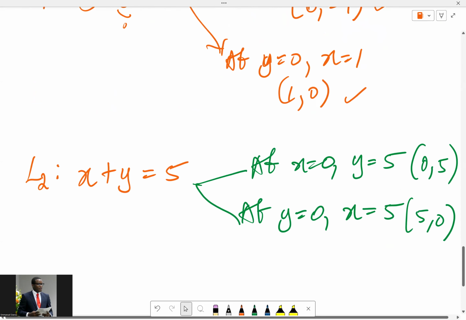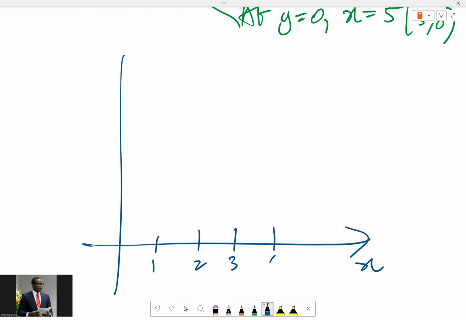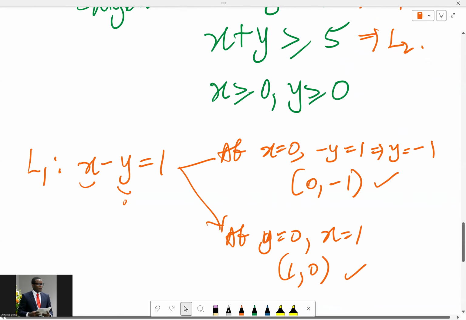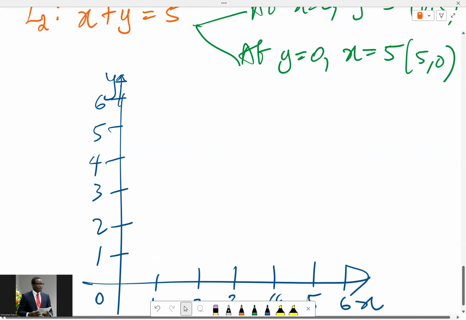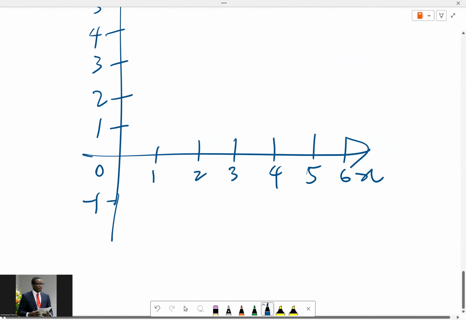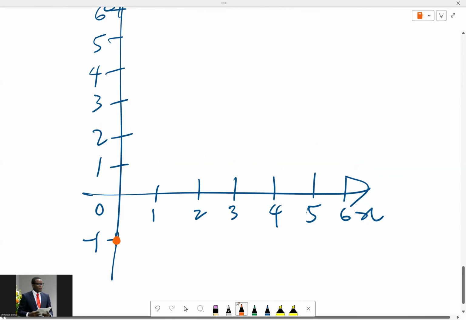The biggest value on any side is 5, so we can have this. This is x: 1, 2, 3, 4, 5, and maybe 6. Origin, 1, 2, 3, 4, 5, 6, that's the y-axis. For line one, we have (0, -1) and (1, 0). So x is 0, y is minus 1, which means we need minus 1 around here. That is this point now. Then on the other hand, we need (1, 0). When x is 1, y is 0, that's just this.